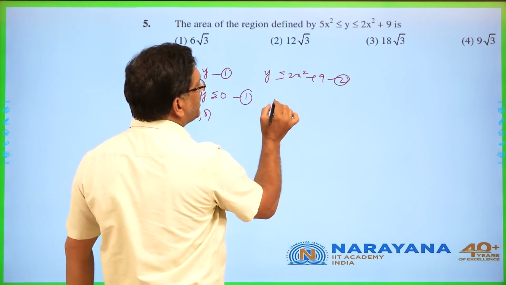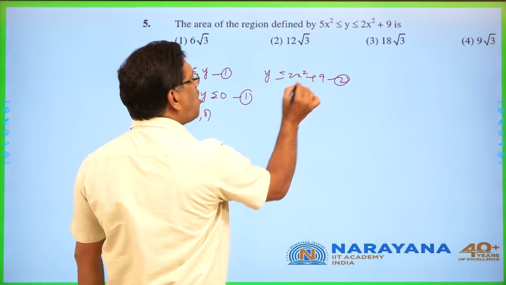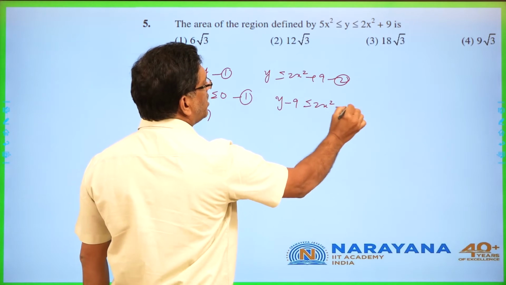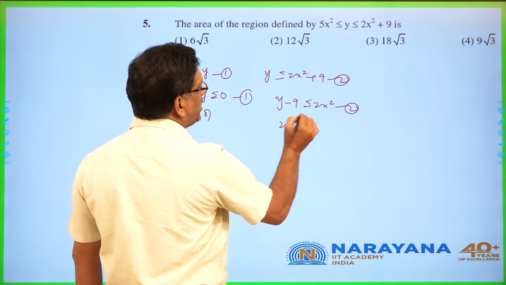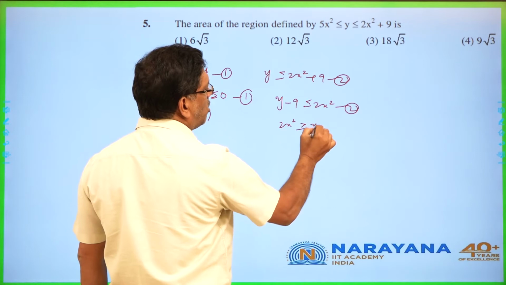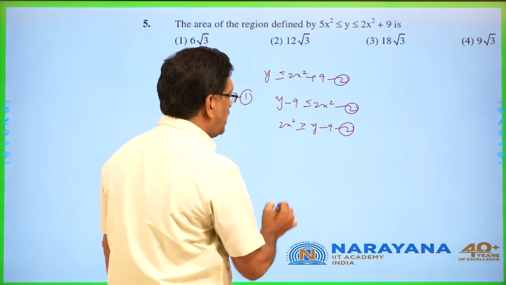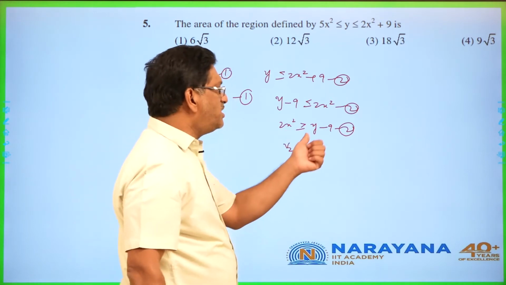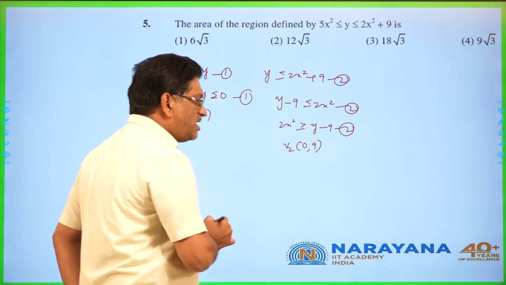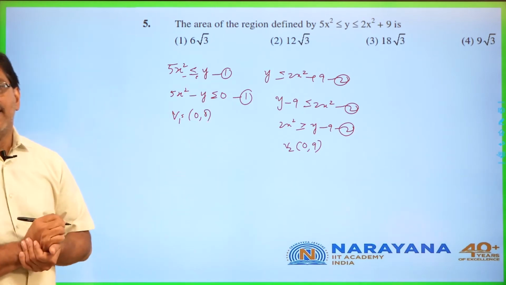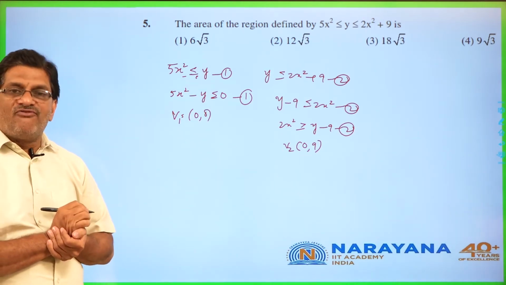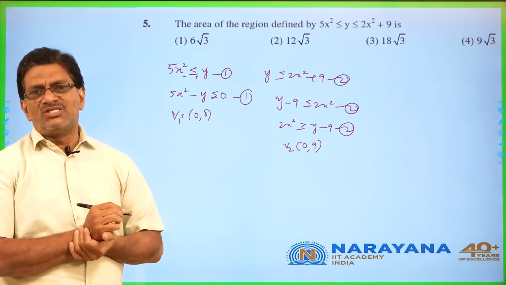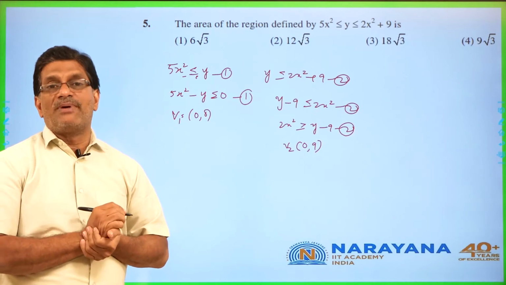What about this one? This is the leading term. Let us send it to the other side, or else you can keep it like that itself: y minus 9 less than or equal to 2x square. That means 2x square greater than or equal to y minus 9. It is also a parabola whose vertex has x coordinate 0 and y coordinate 9. Now let us draw the two diagrams. We will write both are parabolas. This is opening upward. This is also opening upward. We can draw both the parabolas.